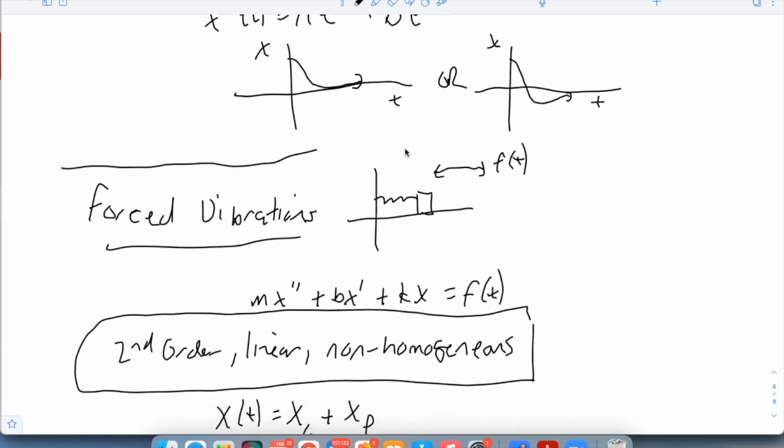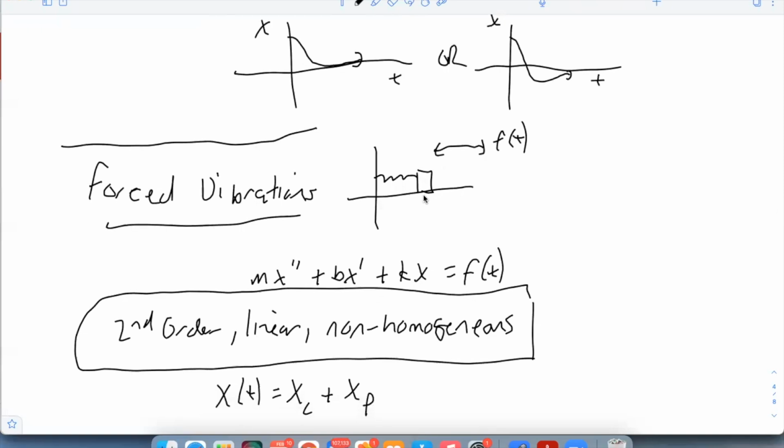Okay, if we take it up a notch and we do some forced vibrations. So now we've got something that's forcing our mass to go back and forth. Maybe this function could be anything. It could be a constant, it could be something sinusoidal, it could be any function you can imagine. Like if we have an earthquake, that forcing function would be the earthquake itself, making our building bounce back and forth.